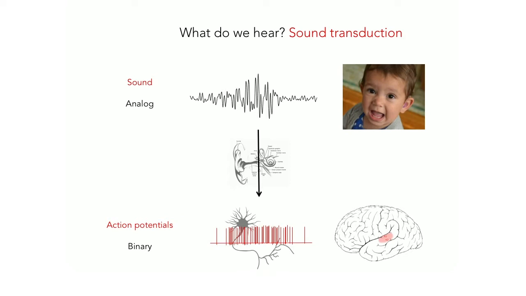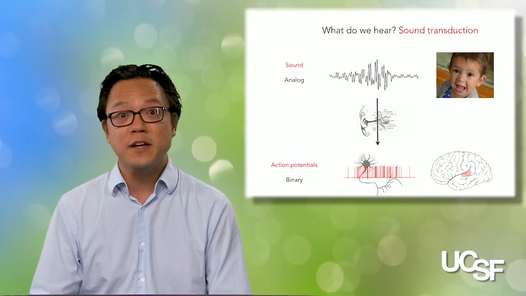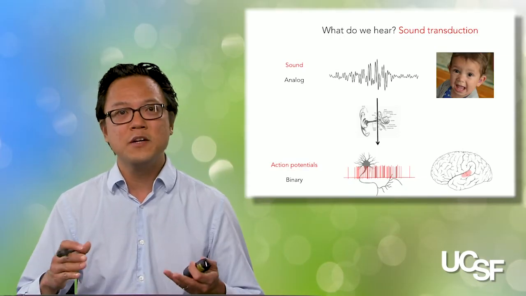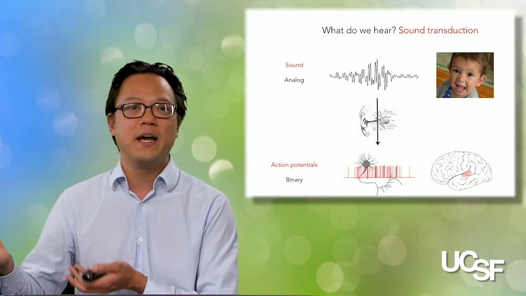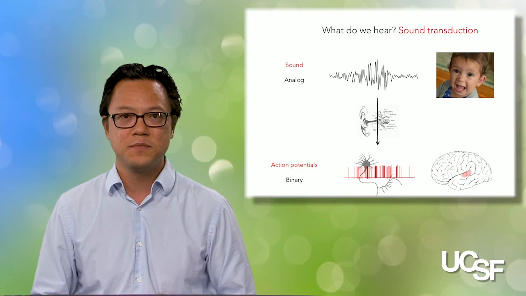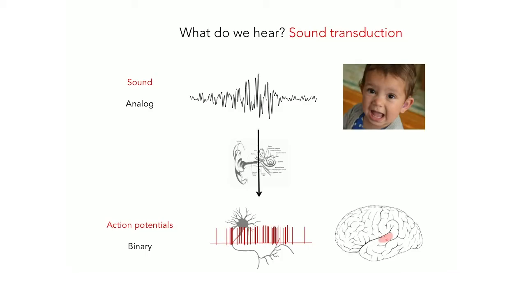The job of any sensory system is to take the reality of a physical stimulus, a sound, a sight, or a touch, and turn it into the language of the brain. And so in the case of hearing, the ear needs to take sound, which is an analog signal, and turn it into a binary train of action potentials. So how would you design a system to make this happen? Think about this for a second.